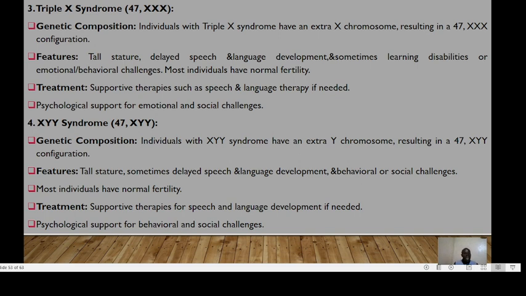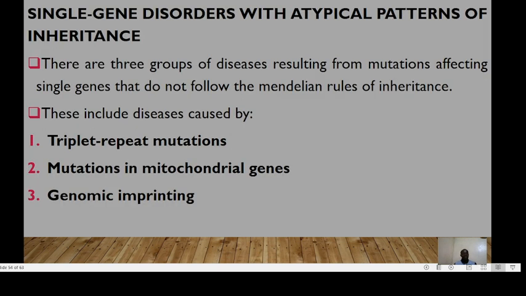The last one, you have the XYY syndrome, where someone has an extra Y chromosome, making them have 47, XYY. So they'll also have tall stature, sometimes delayed speech and language and behavioral changes. Most individuals have normal fertility. Supportive therapies for speech and language is very important. We also have psychological support for behavioral and social challenges.